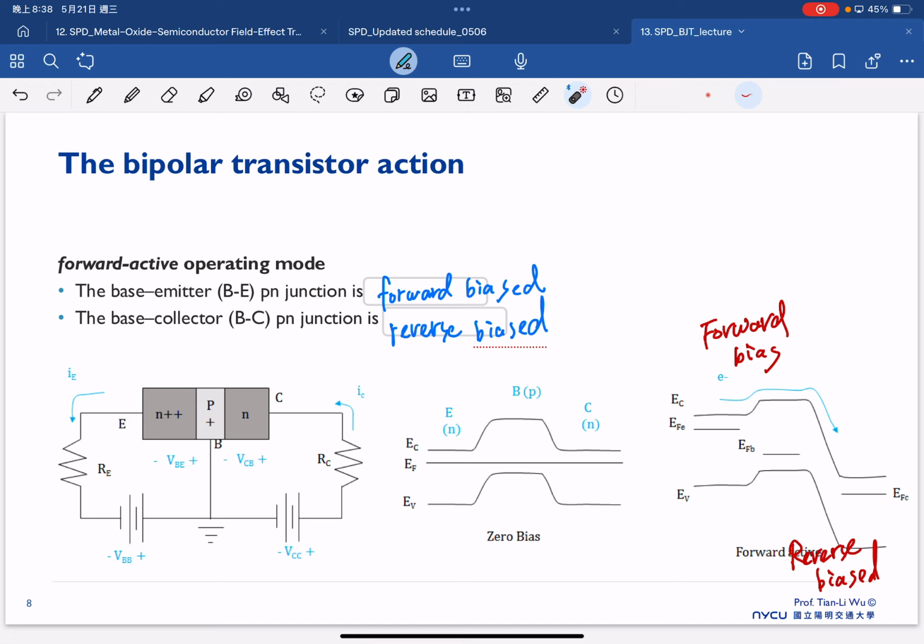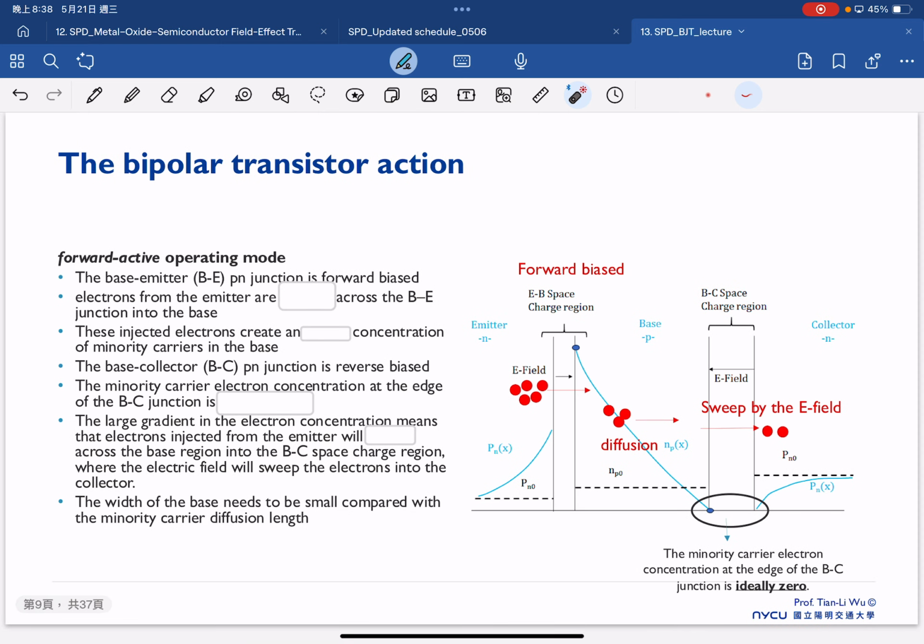So I will probably stop here because the next one is very important. It starts to get very detailed to explain how the current is transported in the BJT, where the idea is still very similar to the MOSFET. First, we have a diffusion, and then in the end it will be swept by the electric field. So we will compare the MOSFET and the BJT side by side next time. So we will stop here.